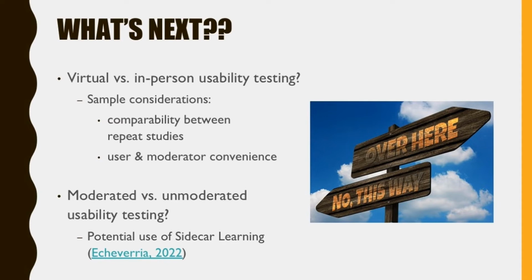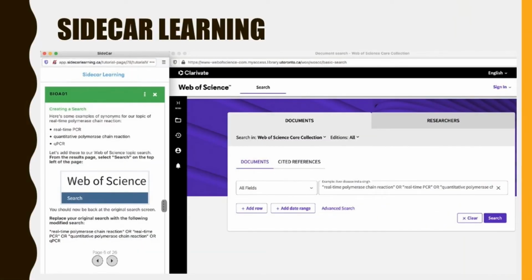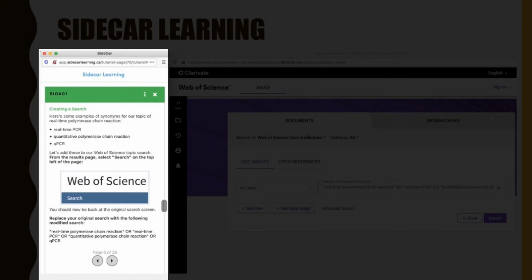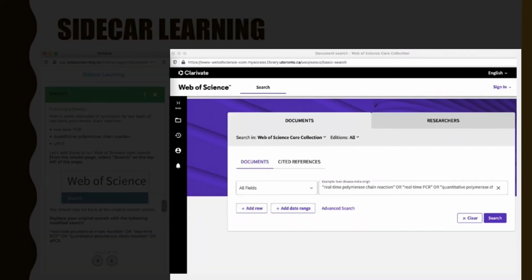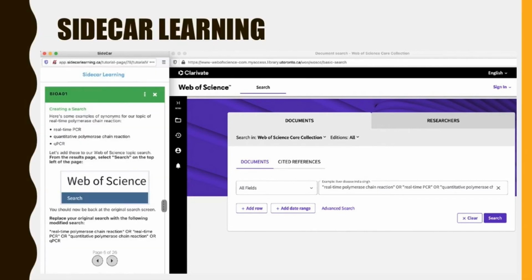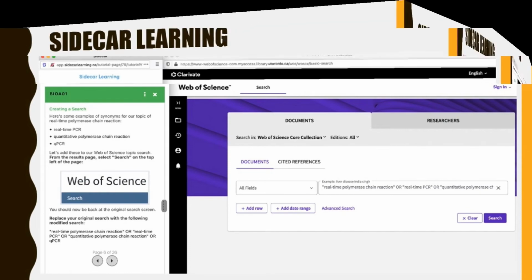Sidecar learning is one such tool that was recently utilized by the UX team at the University of Arizona Libraries. The University of Toronto Libraries currently uses sidecar learning in the context of asynchronous information literacy instruction, where a side panel provides instructions, images, and quizzes to users that they can follow along with at their own pace in a parallel browser window. With some tweaks, this could hold great potential for testing and making improvements to our digital spaces.